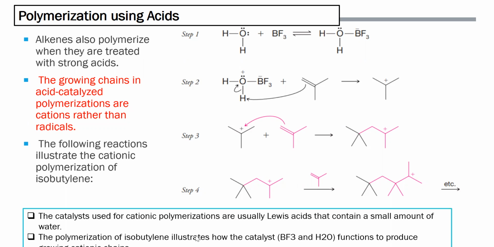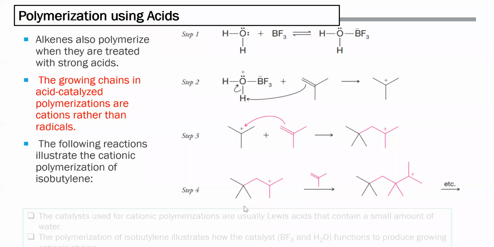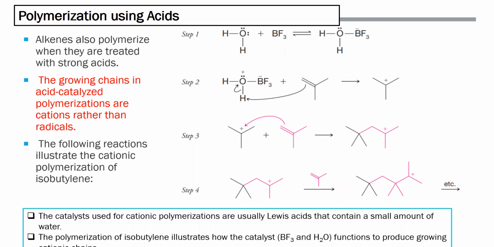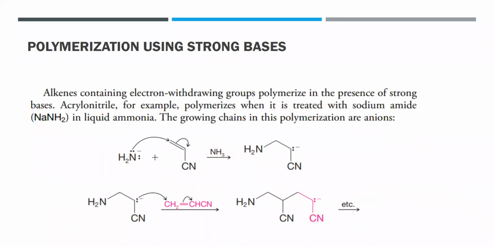In the polymerization of isobutylene, we were able to illustrate how the catalyst BF3 and water functions to produce growing cationic chains. So again, we're able to prepare a polymer here, but what is the difference with this polymer? Here, it doesn't follow the radical mechanism. We proceed with an addition reaction via the carbocation, in the same way that we learned in chapter 8 on alkenes. So the catalyst used for cationic polymerizations is already redundant.